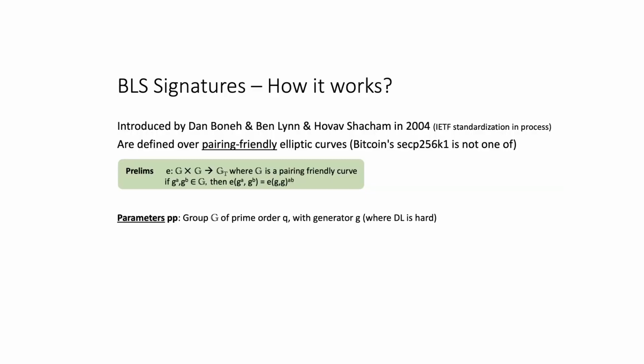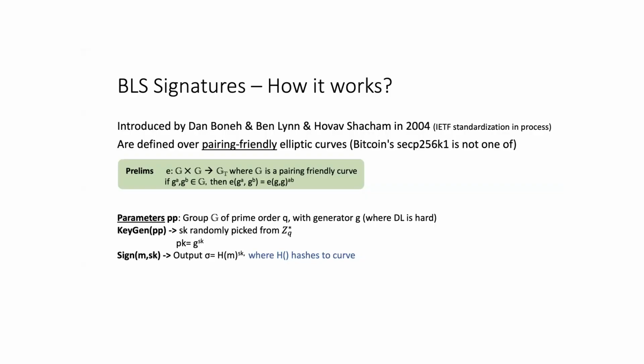Again, parameters: group G of prime order q with generator g. Again, you want the discrete log to be hard. The public key and the secret key are selected in exactly the same way as with Schnorr signatures, but now hashing is done differently. So the signature is just one line. Remember, ECDSA and Schnorr before that had multiple computations to reach the signature. So you basically just hash the message and you raise it to the secret key. Notice that this hash function needs to have special properties. It needs to be a hash function that maps to points in the curve, so not every single hash function can be used here.